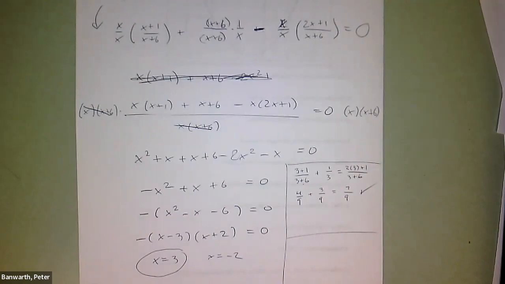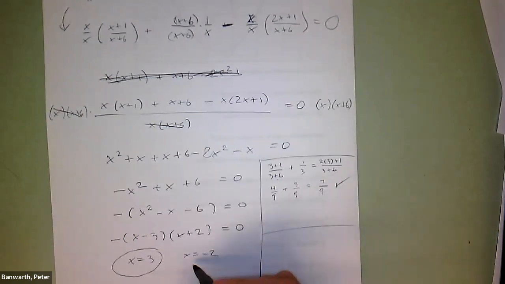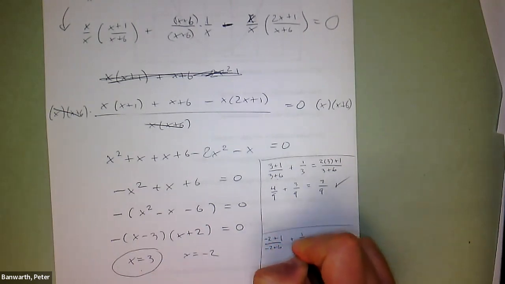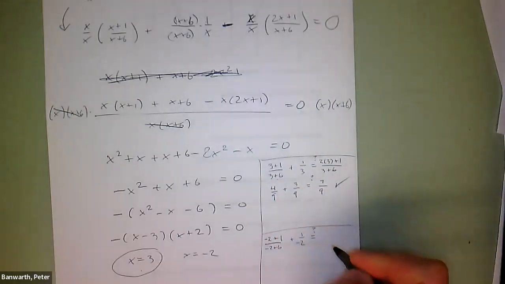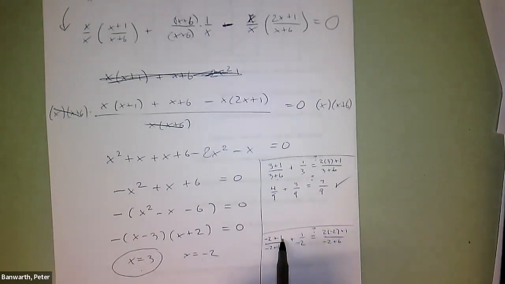There was no dividing by 0. That's an actual solution, not a Loki variant. Now let's check this one. Don't stop and just assume because one worked and the other didn't. It's possible that they'll both work. -2 plus 1 over -2 plus 6 plus 1 over -2. I really should put a question mark there. Does that equal 2 times -2 plus 1 over -2 plus 6? So that's a -1, that's a +4, 1/4.